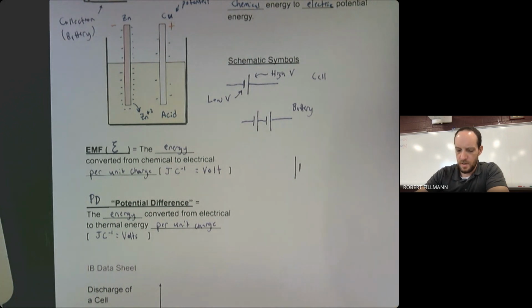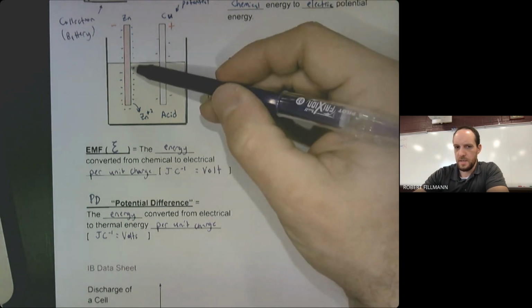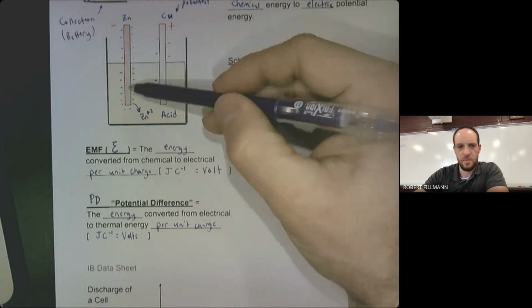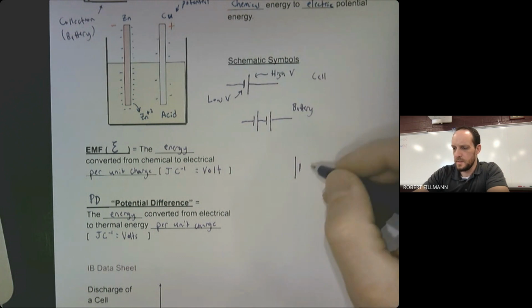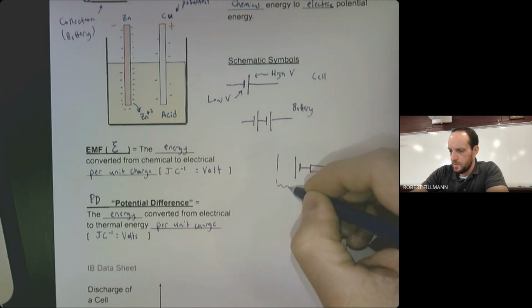our symbol here for our long and short line. But the cell itself, when you hook this cell up to a circuit and charge starts flowing through it, the charge has to flow through the zinc and through the copper, and they have resistances. So there's some resistance to the cell itself. So let me draw a dotted line right here.